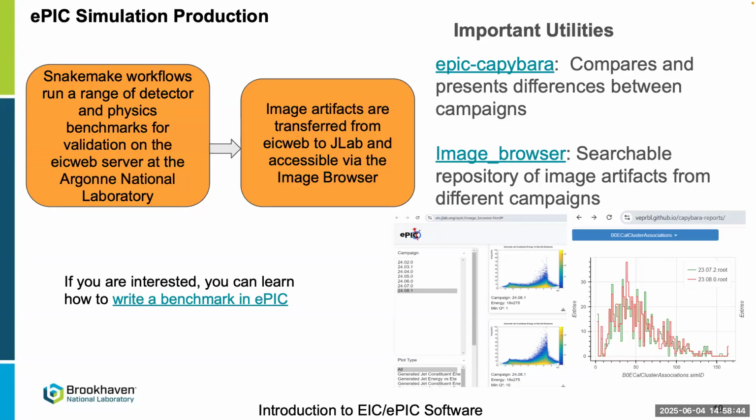So there are a couple different tools. There's the image browser, a searchable repository of these image artifacts that we produce every month. And then there's also this tool called Capybara, which allows you to run this comparison yourself if you're interested in a very specific plot that's not part of the benchmarks yet. So you have different tools that allow you to compare your results month to month based on the simulation productions.